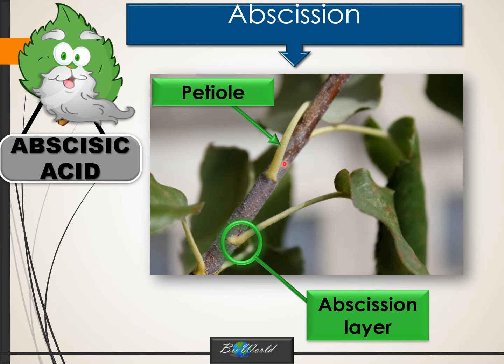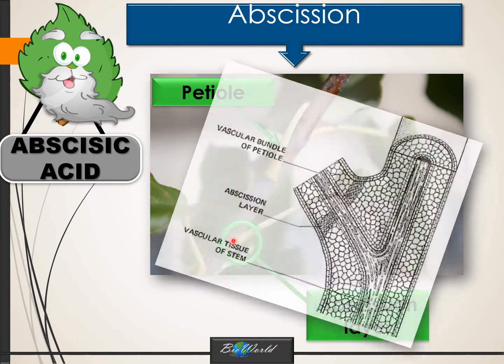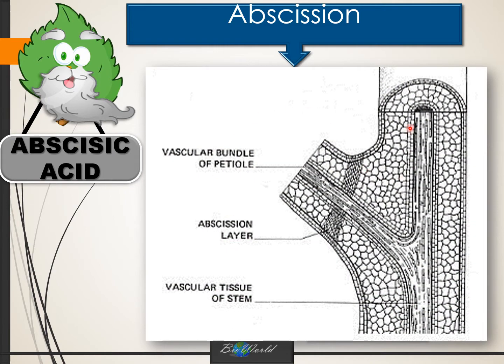So if we look at the arrangement of the cells around the abscission layer, it will look like this. You have your vascular tissues, and then you have all the cells here. These should be your parenchyma cells. And you see at the abscission layer here, there are very small cells that are closely packed.